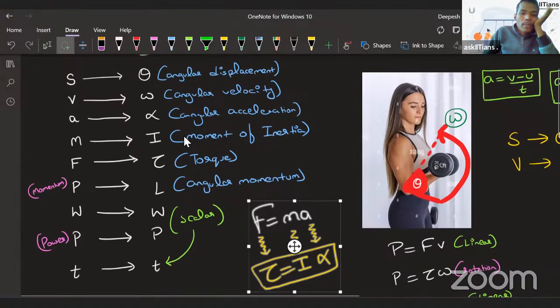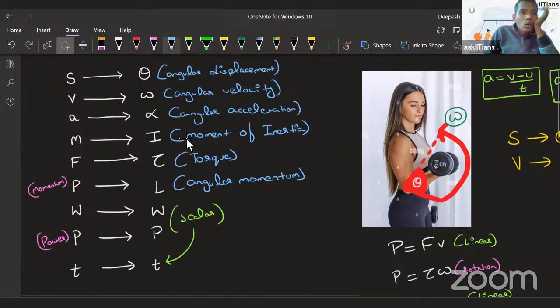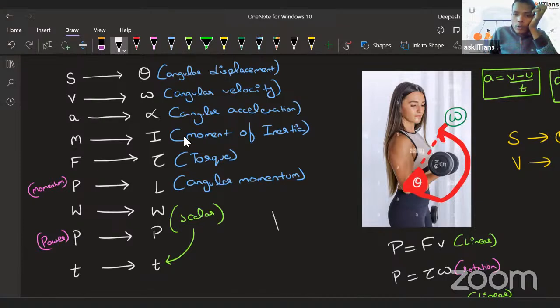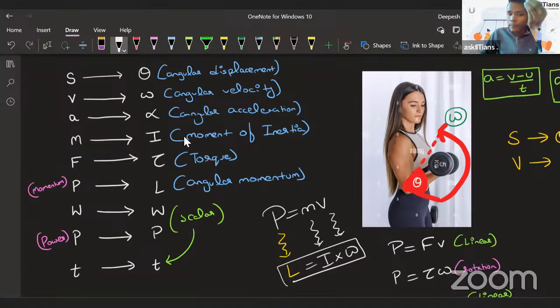Similarly, if I want to define the angular momentum, first of all, momentum is equal to mass times velocity. Now momentum will be converted into angular momentum L, then mass will be converted into I, and velocity will be converted into angular velocity. So angular momentum is also equal to I into omega. Exactly in the same way, when we say that momentum is a conserved quantity, we can also say that angular momentum is also a conserved quantity.